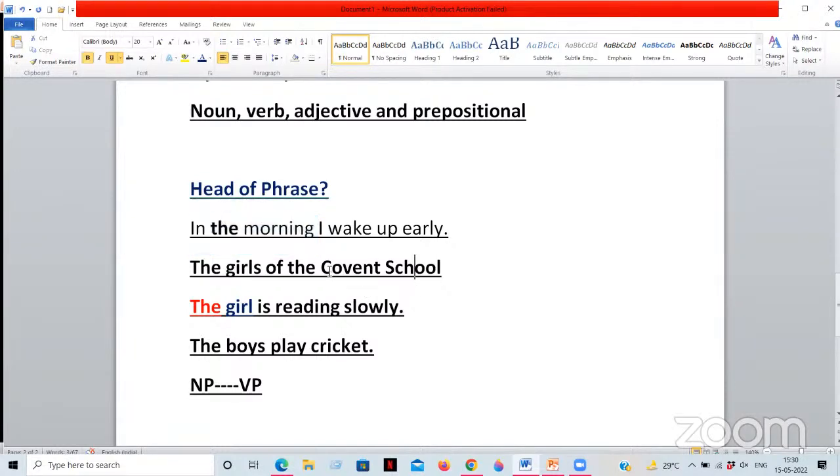It will also be very clear when we talk about the next example, that is the girls of the convent school. Now here the girls are the head. Why are they the head? Because the entire phrase is talking about the girls. Now the girls are nouns. It is preceded by a determiner, that is the, and there is one preposition after the noun, that is the girls. Then we have a determiner again. Then we have two nouns over here, convent school.